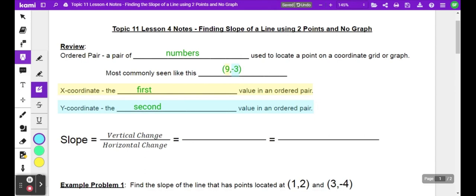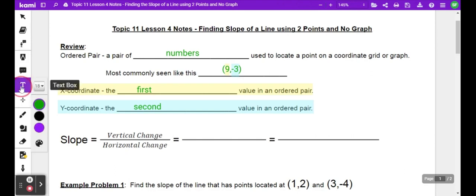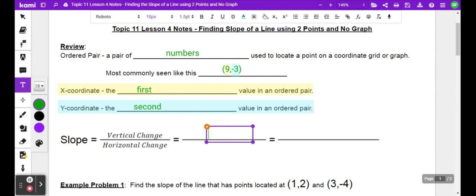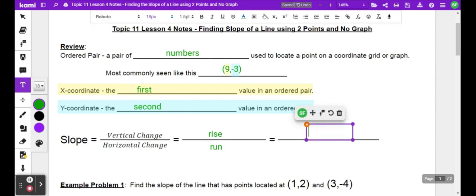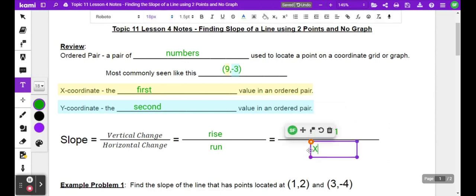Review for slope. We talked about in other lessons that the slope can be thought of as the vertical change over the horizontal change. Sometimes we refer to that as rise over run. How much do we go up or down versus how much do we move left or right from point to point? And today we're actually going to use a formula to find the slope, and that formula is going to be y2 minus y1, and then we're going to put that over x2 minus x1.